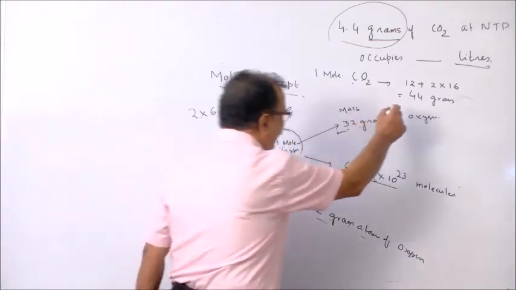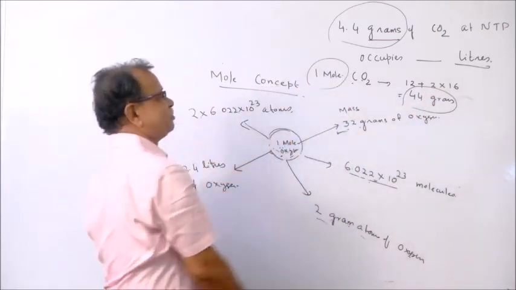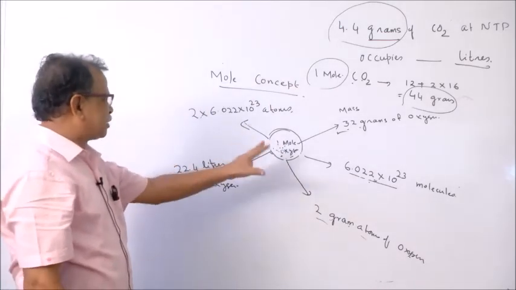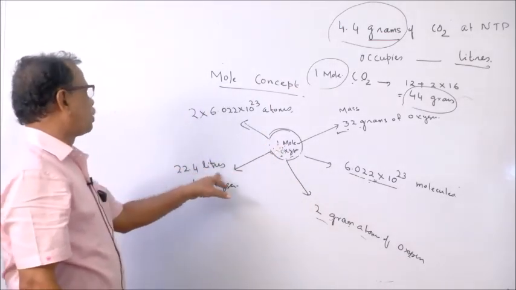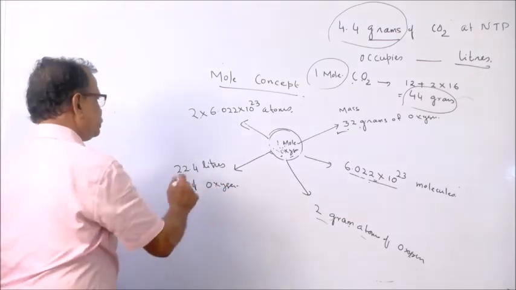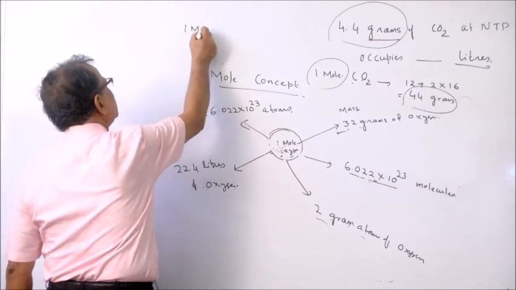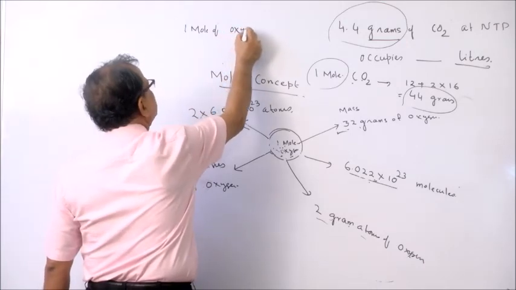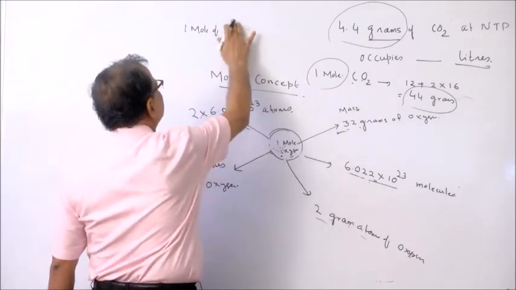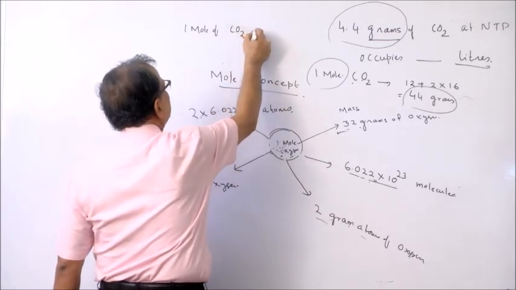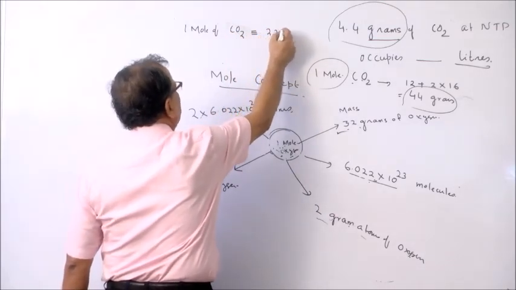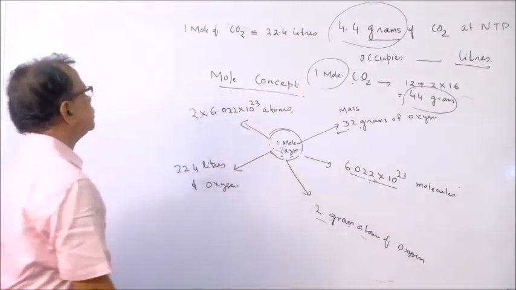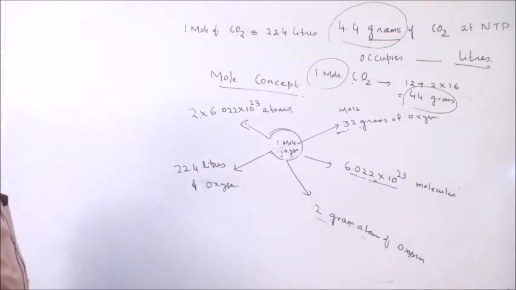Then 44 grams is 1 mole. Now the simple relation: 1 mole of any gas, whichever gas it is, at NTP occupies 22.4 liters. So 1 mole of carbon dioxide is 22.4 liters.